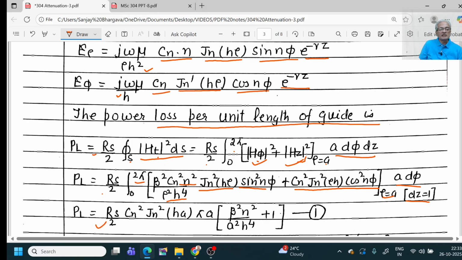Rs by 2 is here, Cn² Jn²(hρ) π a, because this integration would be half, that is a/2 and π/2, that is π here, and this integration would also be here. So β² n²/(a²h⁴) plus 1. This gives me the power lost in the form of equation number 1.